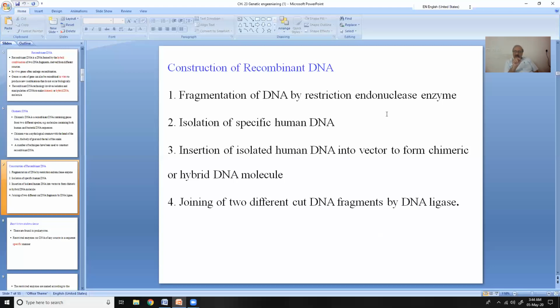Then insert the isolated human DNA into a vector to form a chimeric or hybrid DNA molecule. Vector means the other species, maybe bacteria in this case. And join the two different cut DNA fragments by DNA ligase. Ligase is a splicing enzyme.